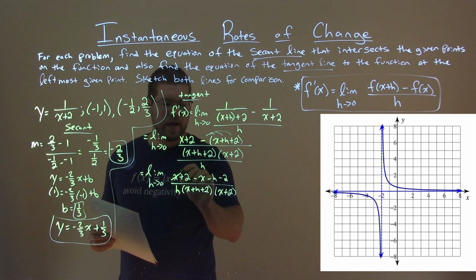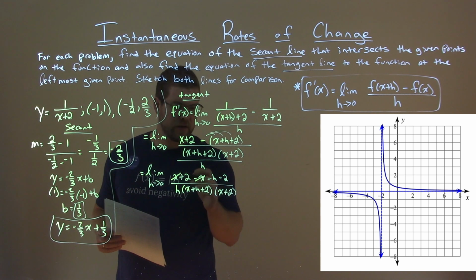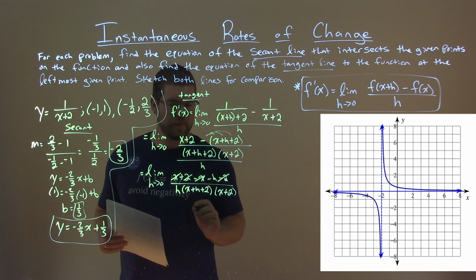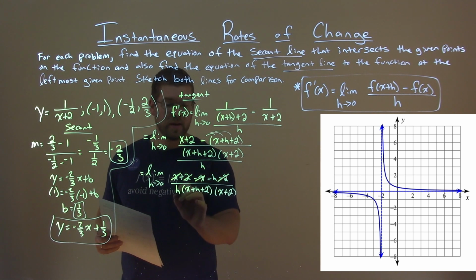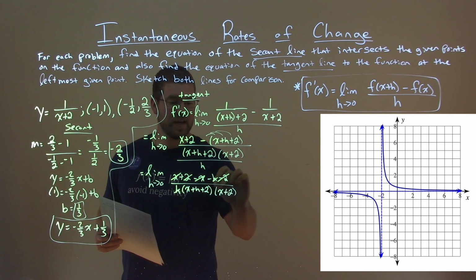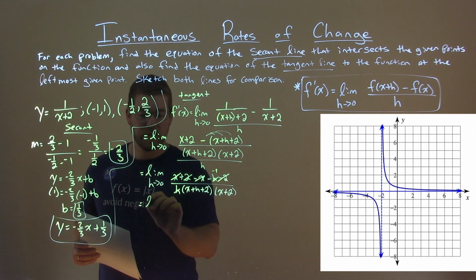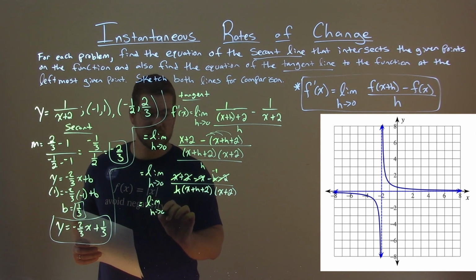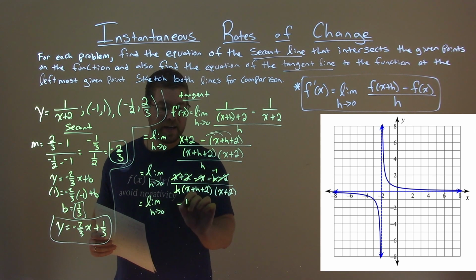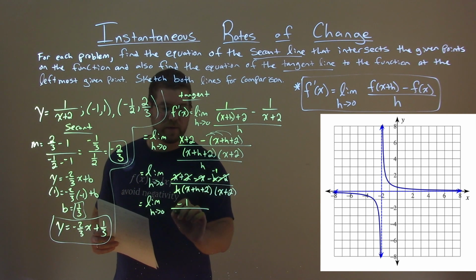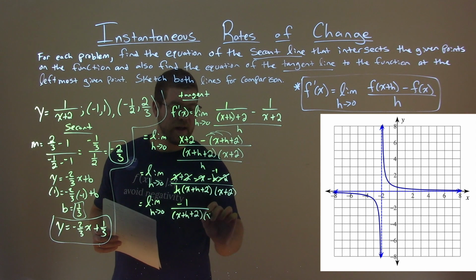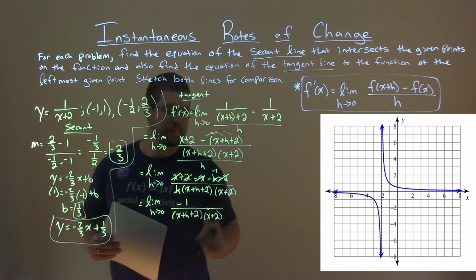In the numerator here, x cancels with negative x, and 2 with negative 2. We can keep this gravy train going. This h here and this h cancel, leaving us with a negative 1. So this limit, as h approaches 0, is equal to negative 1 over this whole denominator: x plus h plus 2 and x plus 2 here.